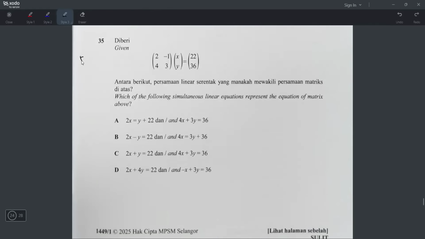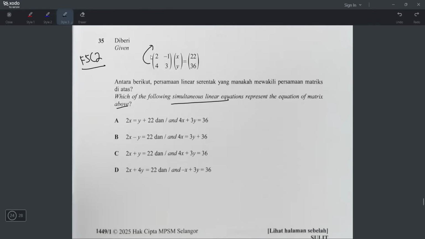35. Matrix times matrix equals matrix. So this one is definitely from Form 5 Chapter 2, the matrices chapter. Which of the following simultaneous linear equations represents the matrix equation above? Okay, so they never actually ask you to solve for x and y. So that's good lah. Because if they ask for x and y, then banyak kerja already. You have to pindah this to the other side, cari the inverse, and then after getting the inverse, kena darab dengan this matrix to get the answer. But they never ask for that.